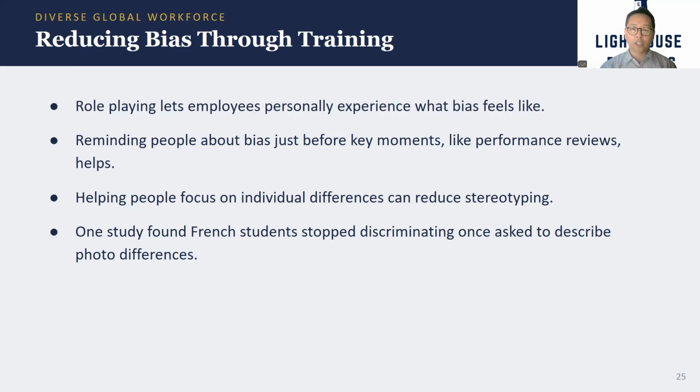In one interesting experiment, French students initially discriminated against potential employees with Arabian names. But this discrimination stopped once the students were simply asked to describe the differences between photos, an exercise that made their own subconscious bias visible to themselves.